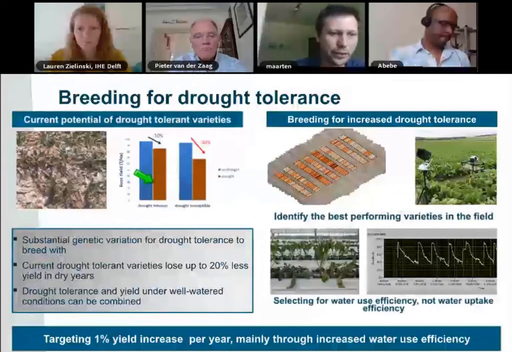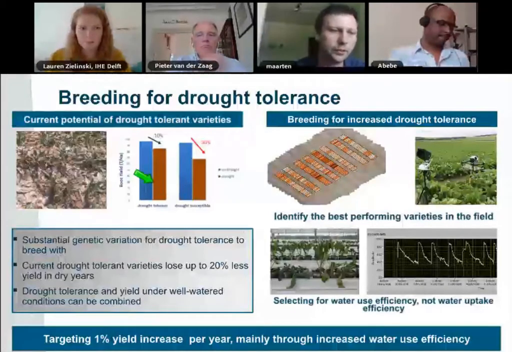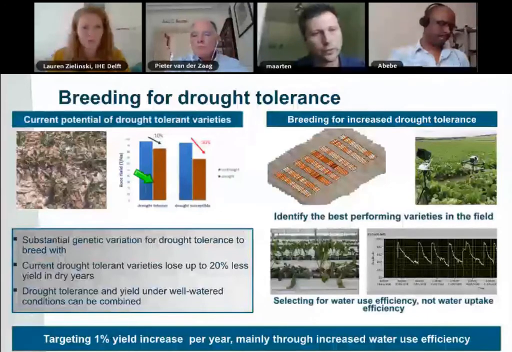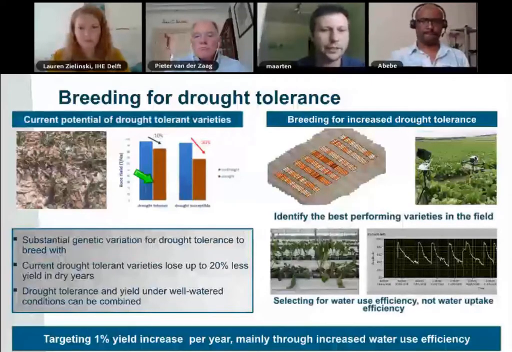And here the little bar graph shows the impact that breeding for drought-tolerant varieties can have. So current drought-tolerant varieties, under a severe drought, lose around 10% in root yield, while a regular drought-susceptible variety easily loses 30% in root yield. So that's a significant impact. Also important is that these drought-tolerant varieties can combine this drought tolerance with competitive performance under well-watered conditions as well. So this is an interesting angle from a breeder to further work on this genetic variation that already exists.